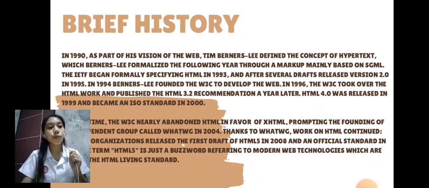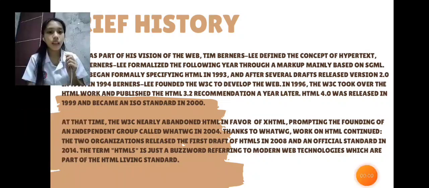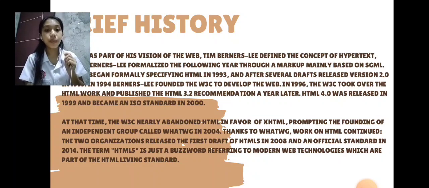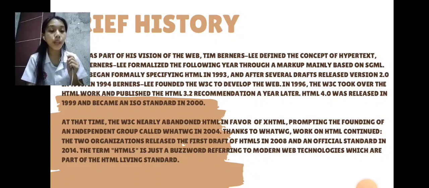HTML 4.0 was released in 1999 and became an ISO standard in 2000. At that time, the W3C nearly abandoned HTML in favor of XHTML, prompting the founding of an independent group called WHATWG in 2004. Work on HTML continued. The two organizations released the first draft of HTML5 in 2008 and an unofficial standard in 2014. The term HTML5 is just a buzzword referring to modern web technologies which are part of the HTML living standard.